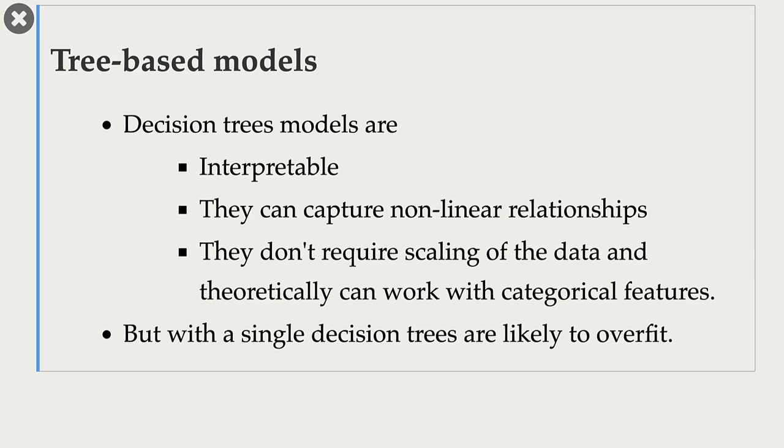Here is the general idea of tree-based models. We have seen decision trees before. Decision trees are interpretable. They can capture non-linear relationships, right? So the decision boundary of decision trees can be quite complicated. Also, they don't require scaling of the data, and theoretically, they can work on categorical features. But we have seen that if we just use a single decision tree, it's likely to overfit.